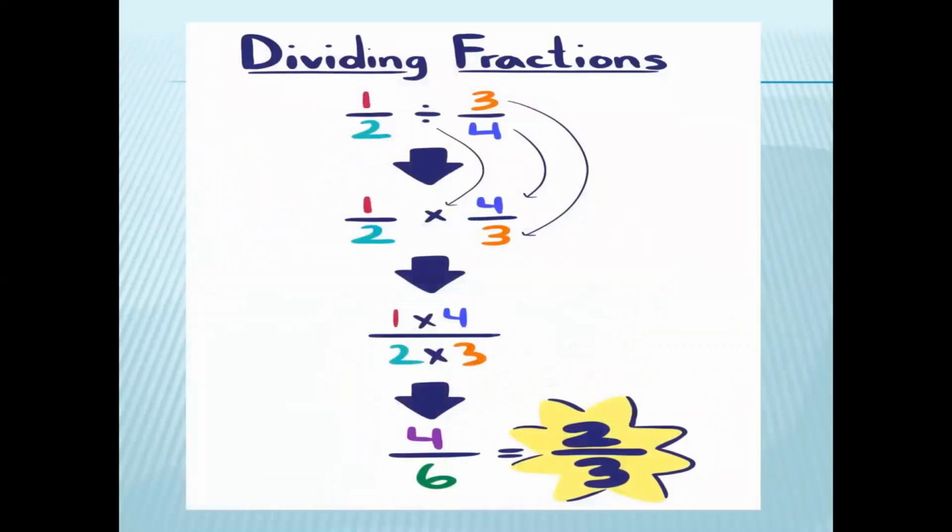Let us discuss how to divide a fraction. For example, 1 by 2 divided by 3 by 4. Step 1, change the division sign into multiplication. Flip the other fraction after the division. 3 by 4 becomes 4 by 3. Then multiply the numerators, multiply the denominators, simplify if it is possible, and you will get your answer.